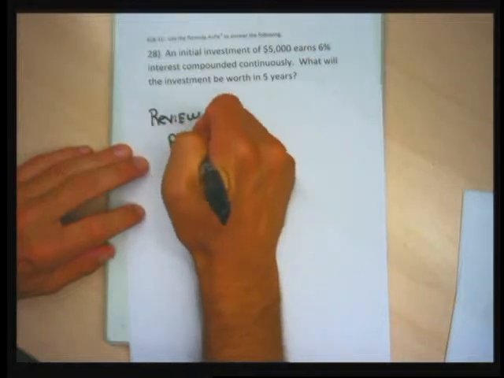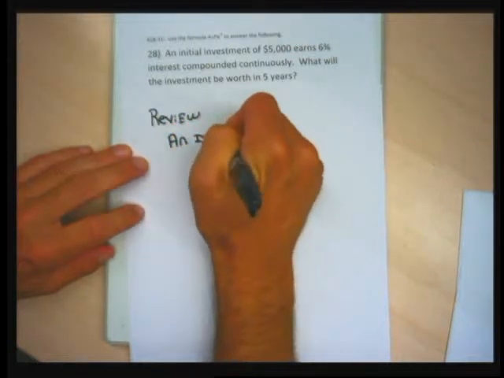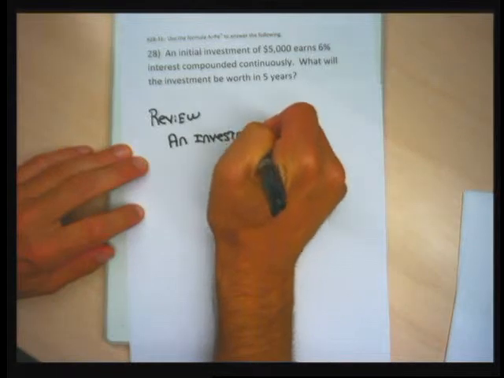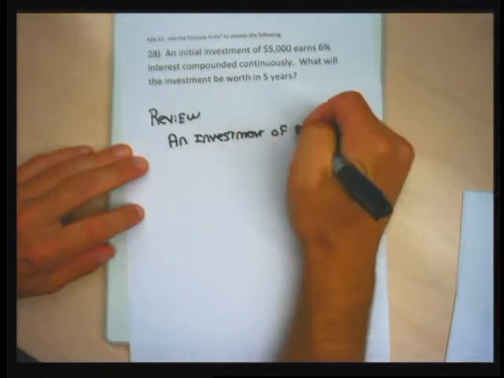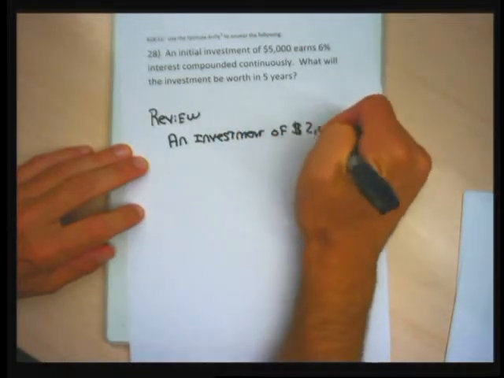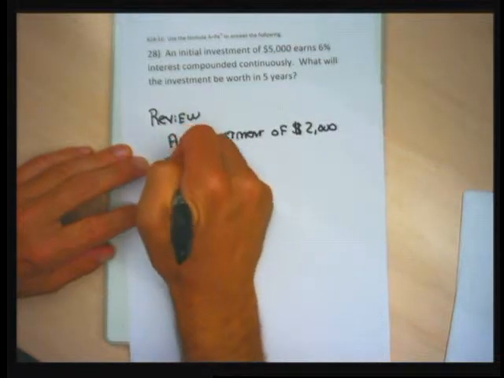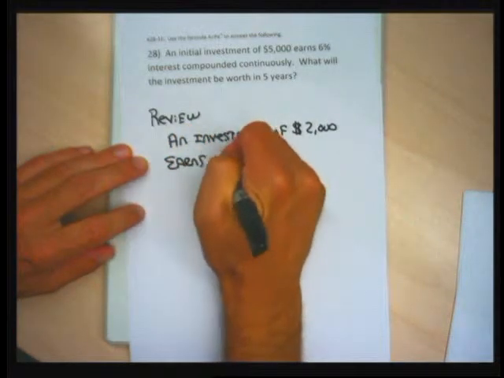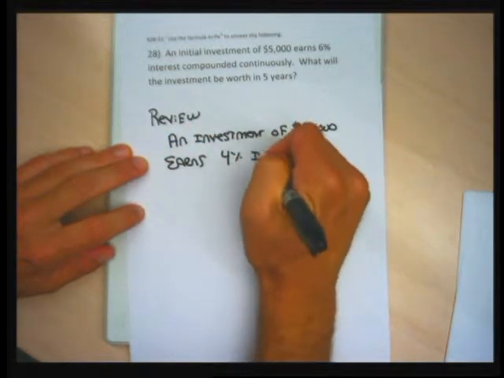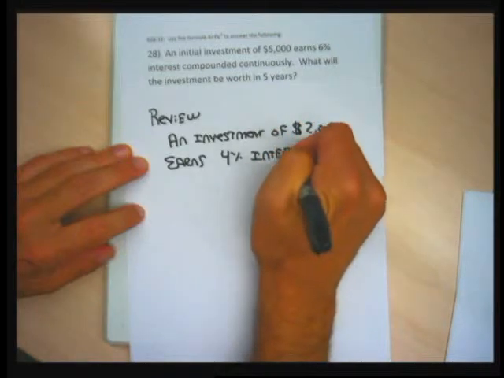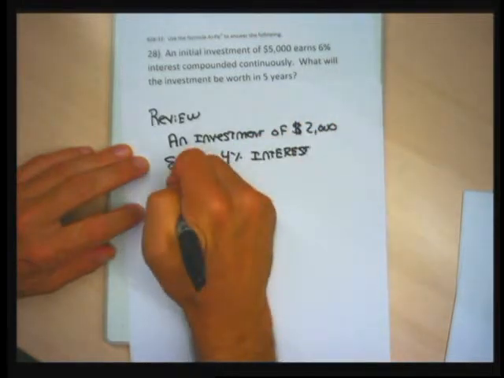An investment of $2,000 earns 4% interest compounded monthly.